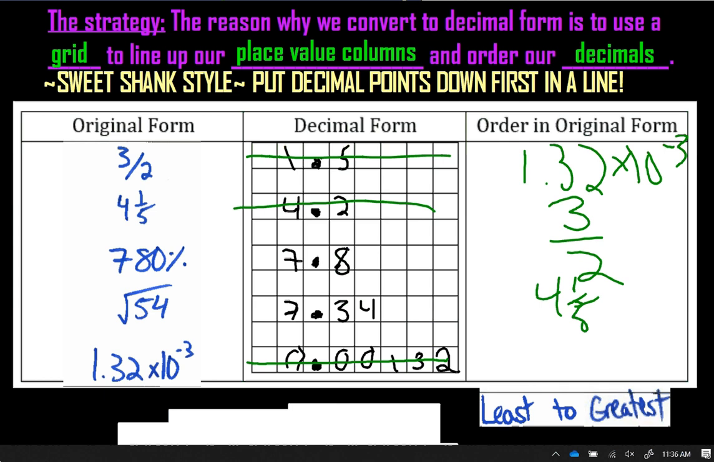my square root of 54, cross it out. And then lastly, but not leastly, my value in order is going to be 780%. So again, for this order, it's going to have 780% as the greatest value.